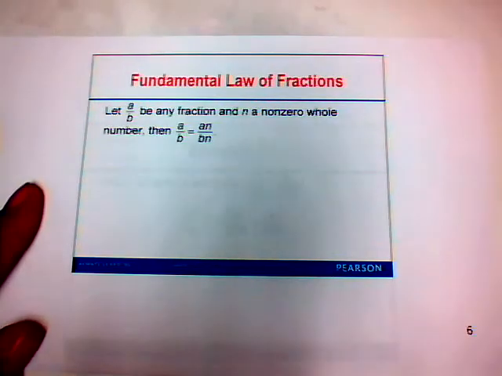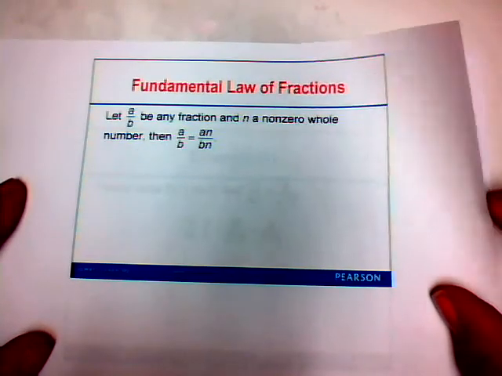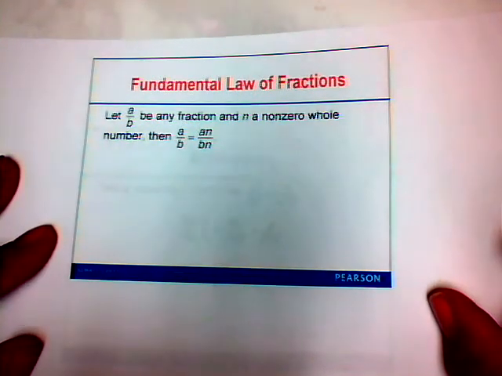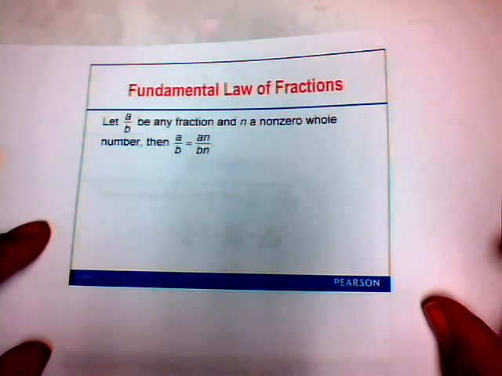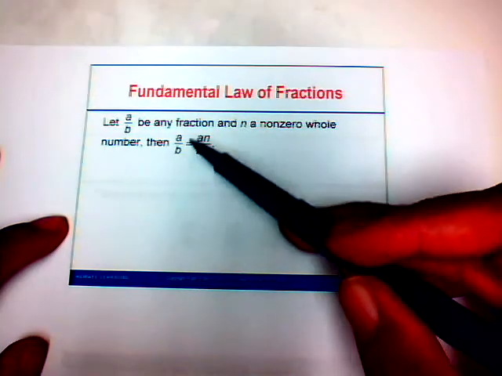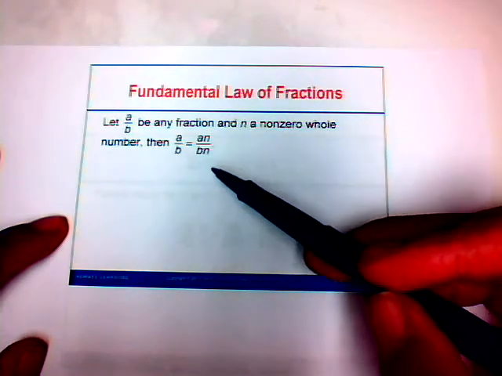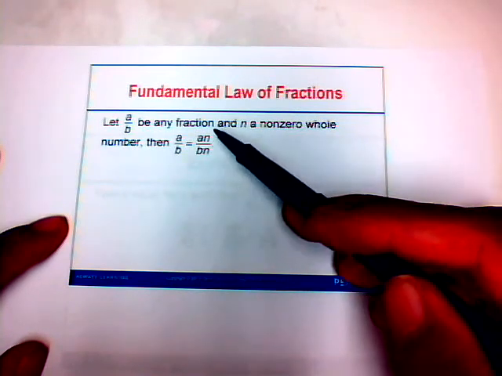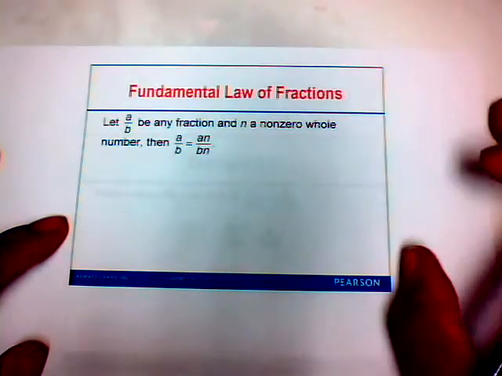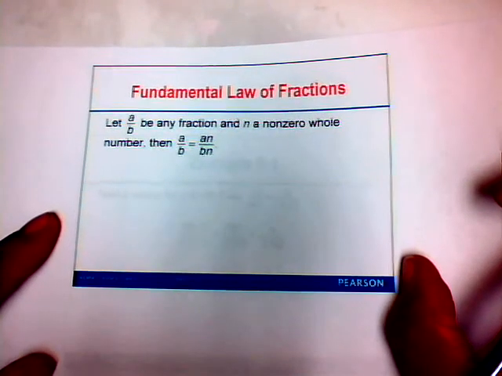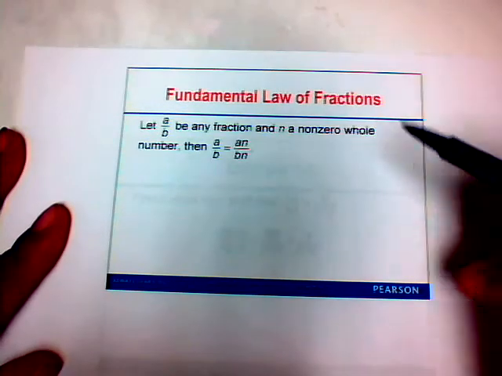Let's look at the fundamental law of fractions. Let's say we let A over B be any fraction and n a non-zero whole number. Then A over B is equal to A times n over B times n. That means I can multiply the numerator and the denominator by any non-zero whole number to come up with an equivalent fraction.